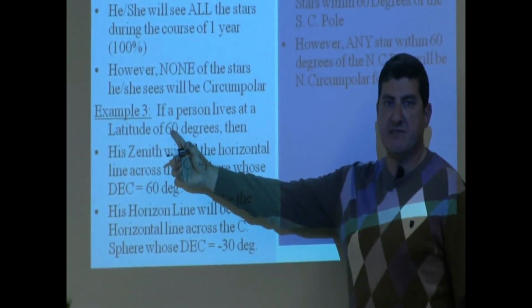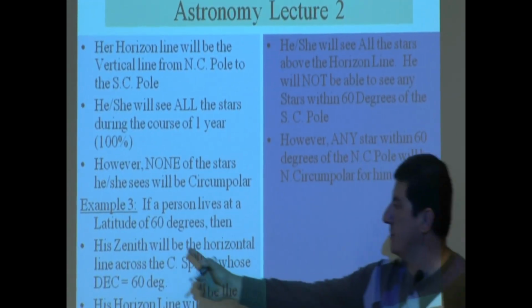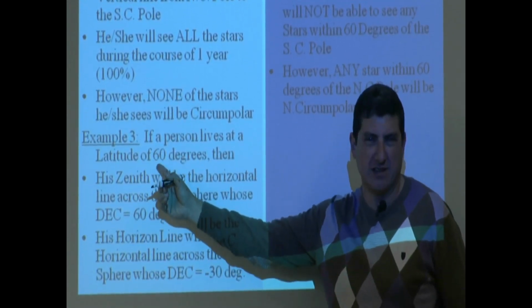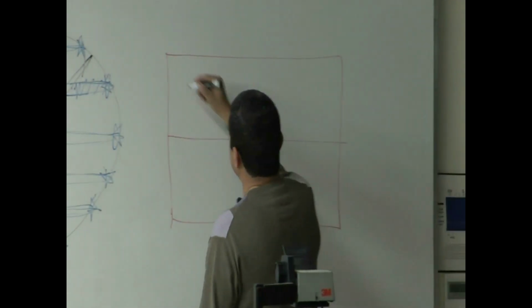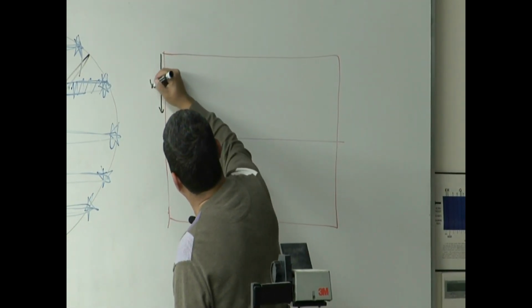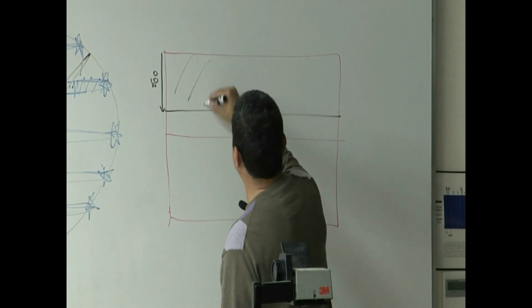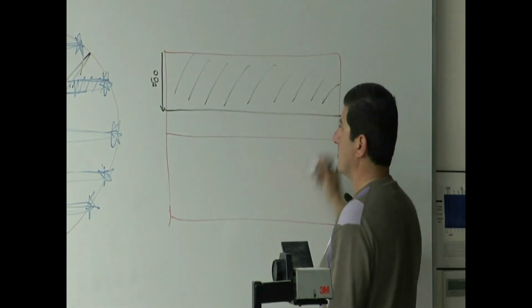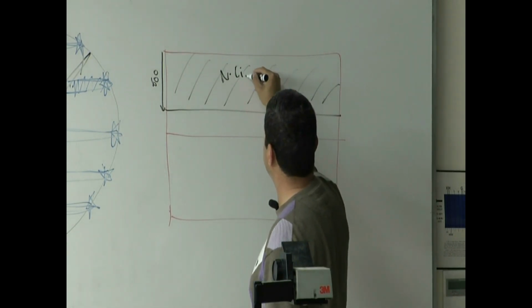If a person is living at 60, this is 60 and this is 60. So it's the same latitude as wherever you're living. So I would say remember it this way. If you're living at 60, anything 60 from the north, go down 60. This part of the sky you will be able to see for 12 months of the year. They're north circumpolar.